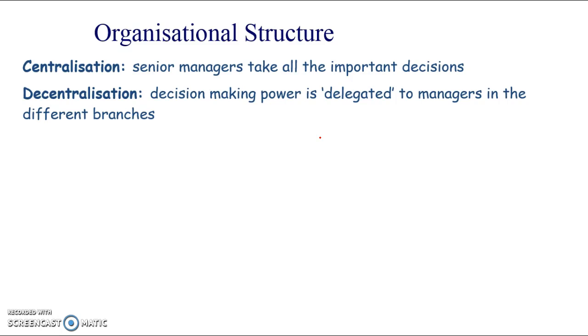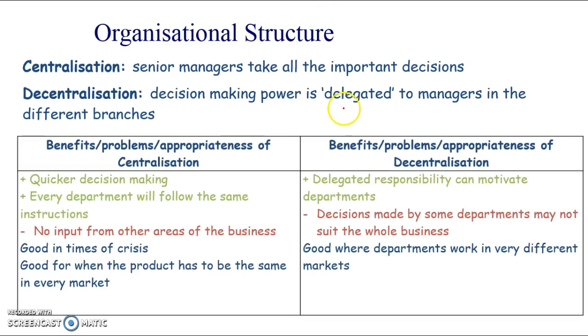So centralization, we're thinking of big businesses here where you have a head office making all the decisions. Decentralization, you have more power pushed down through the hierarchy to those different areas. So here's one I made earlier again. In terms of centralization, it's quicker decision making because there's fewer people making the decisions. All decisions are going to be made by the headquarters, HQ. So fewer people to make the decision, quicker decision making.